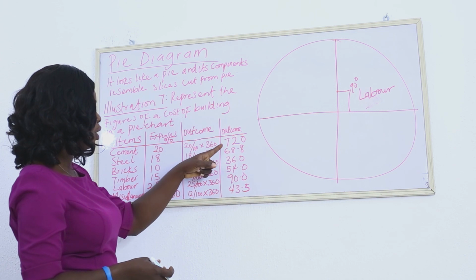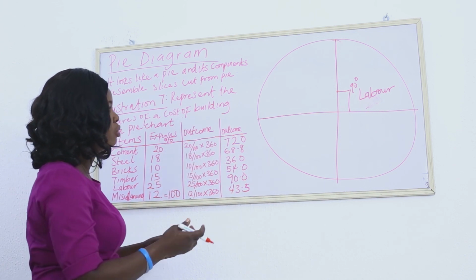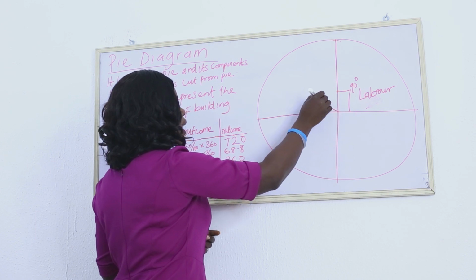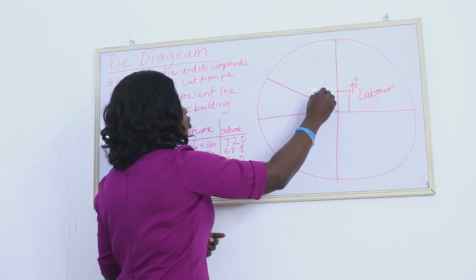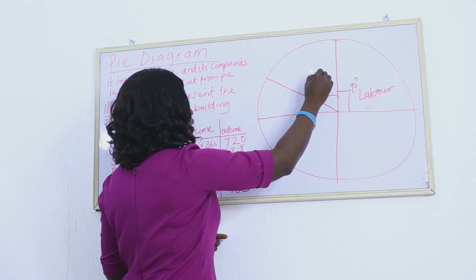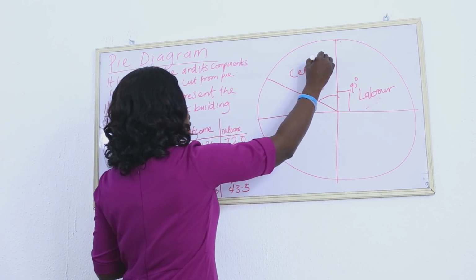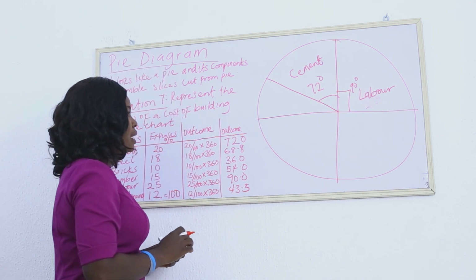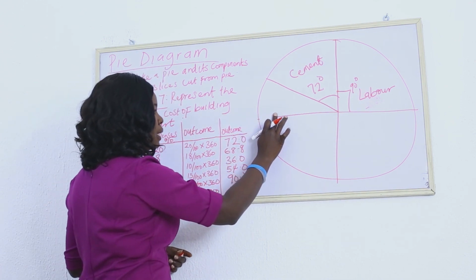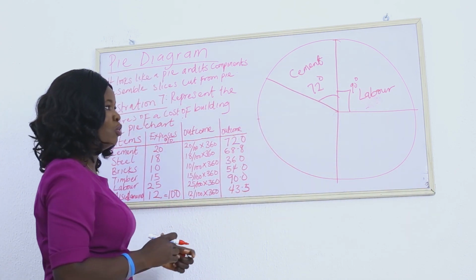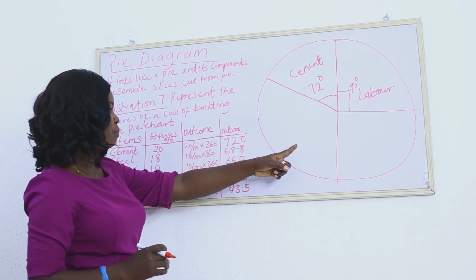Then do we have any other one that is close to 90? No, we don't have. The other one that is close to 90 is 72. So I'm going to assume that 72 degrees is somewhere around this place. So I write 72 degrees and I write cement. Then I'm going to clean off this part to know 90 minus 72. I still have 18.